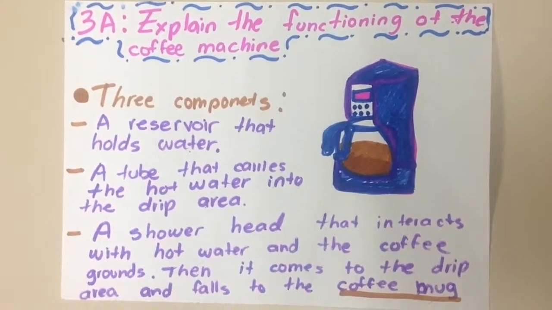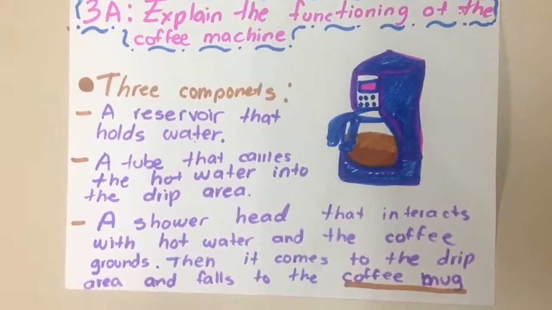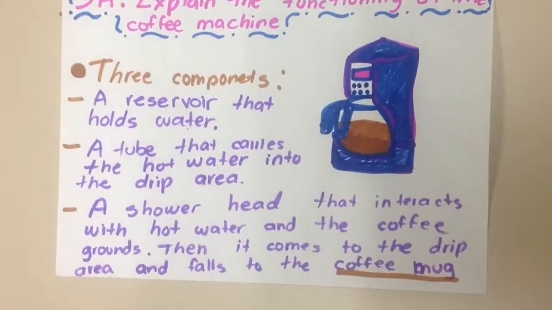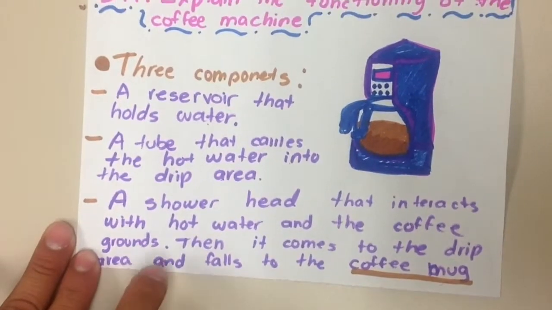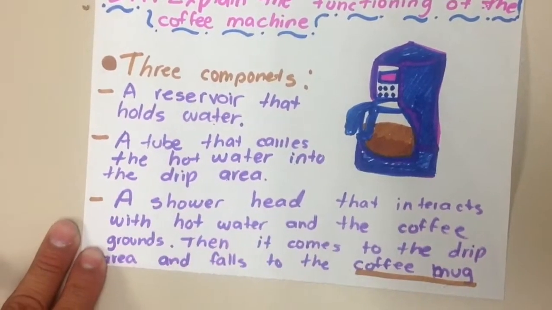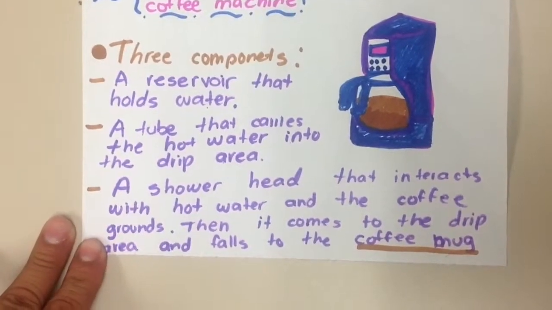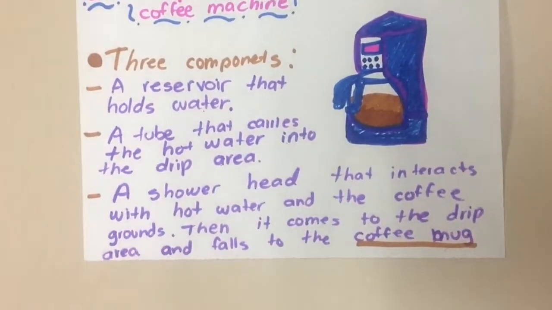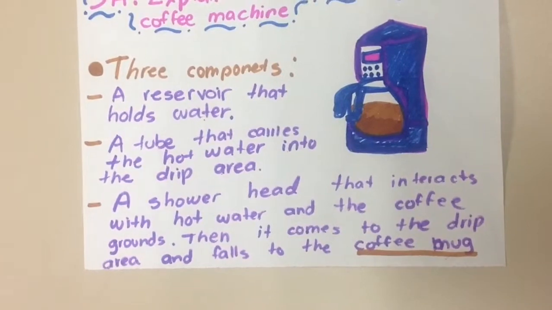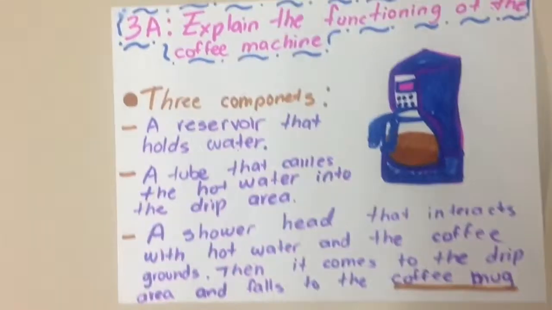3a. Explain the functioning of the coffee machine. Three components mainly characterize the coffee machine. Number 1 is a reservoir that holds water. Number 2, a tube that carries the hot water into the drip area. And 3, a shower head that interacts with the hot water and the coffee grounds. Then it comes to the drip area and falls into the coffee mug.